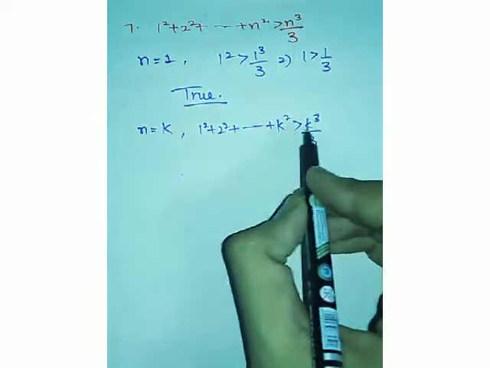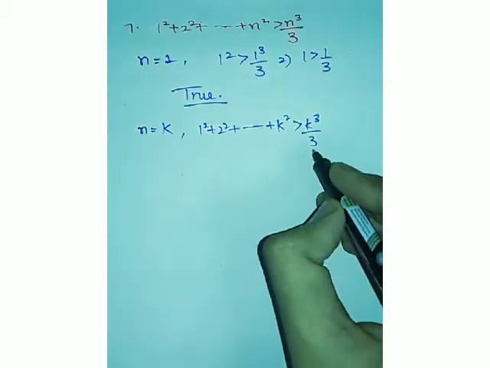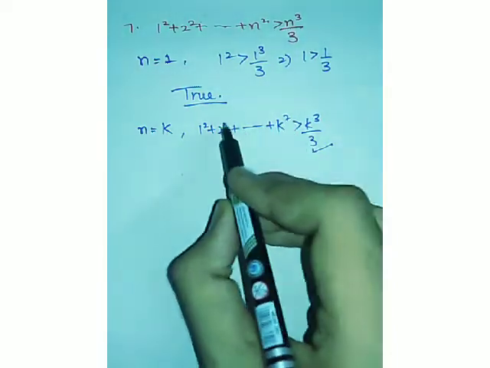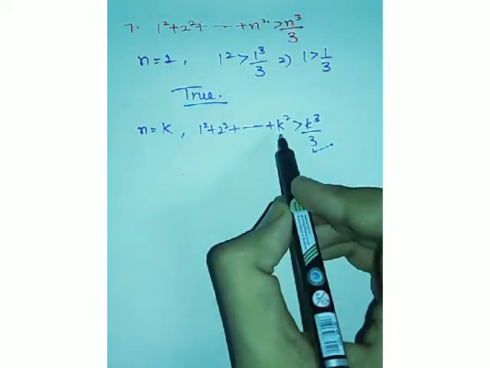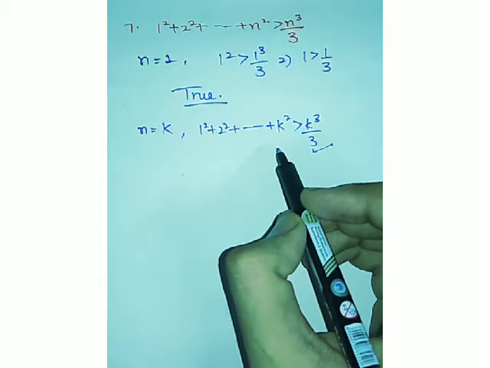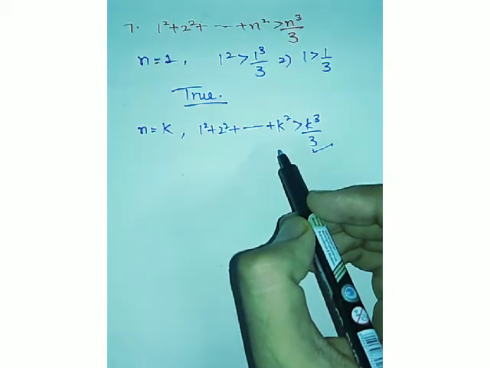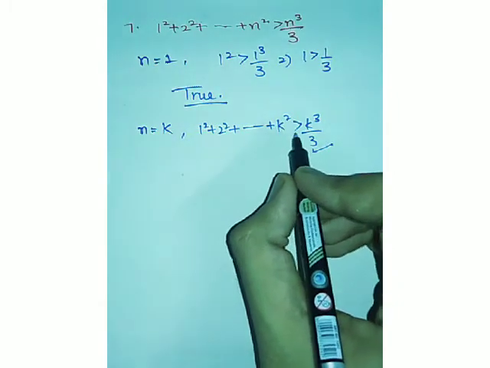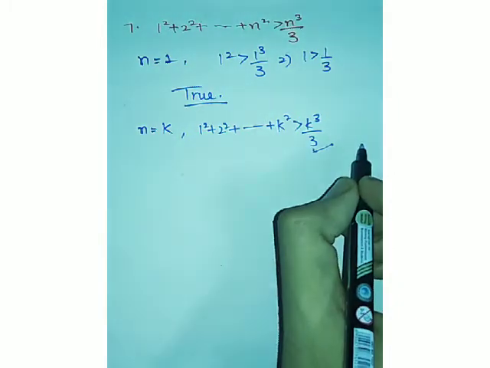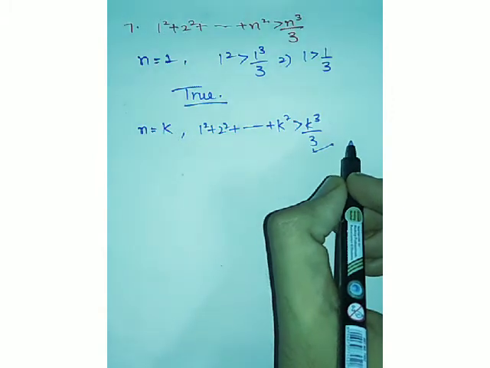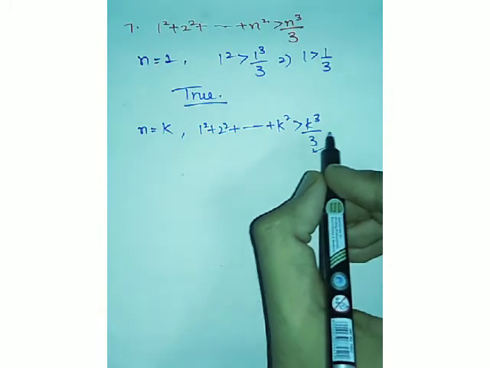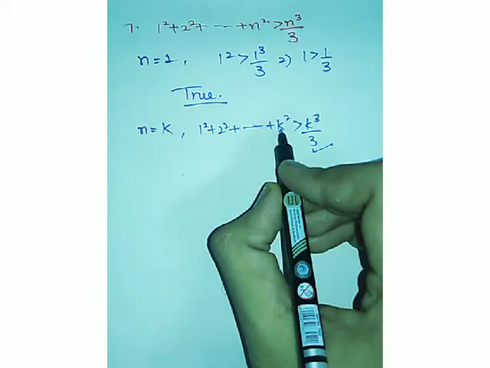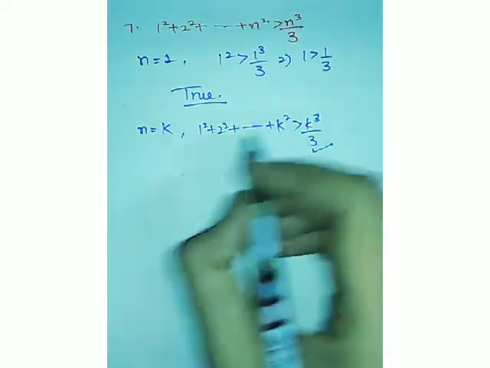Now k square greater than k cube upon 3. It's a statement in which terms are being added up. So just remind yourself of the first example, the third example, in which we added the same terms on the left hand side and right hand side in order to get our required result. And what was that term? That term was the one next to the last term.